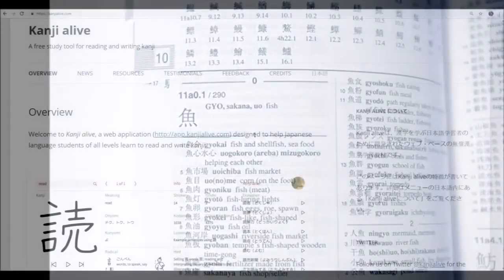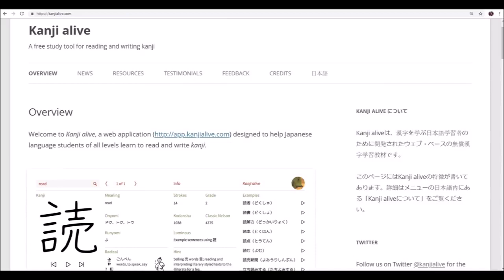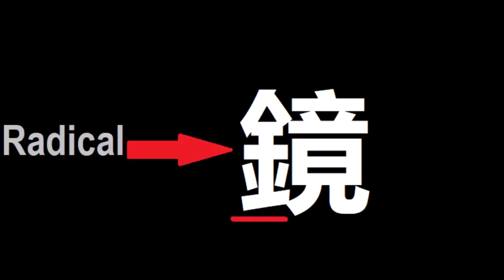I also want to acknowledge the website kanjialive.com. Since my kanji dictionary fell apart, a quick search led me to their page on radicals, and their chart is the basis for this video. So, radicals. What are they? They are smaller kanji that appear in part of a kanji and help contribute to its overall meaning. Not all kanji have radicals, and some kanji are radicals.